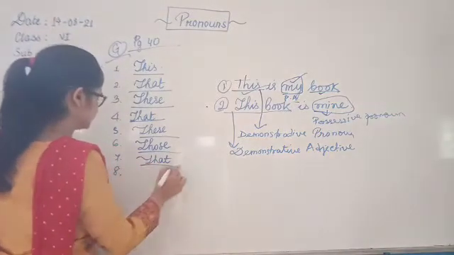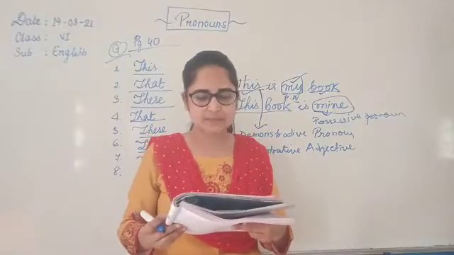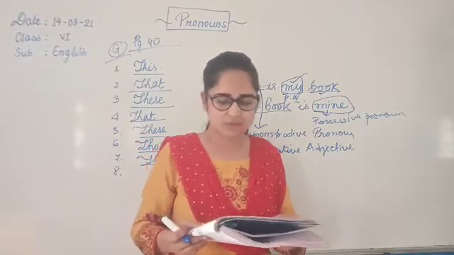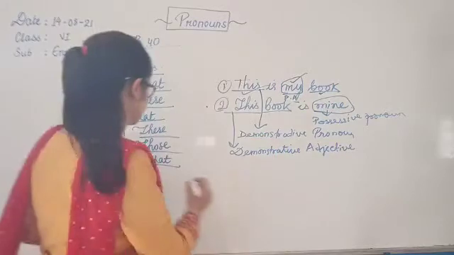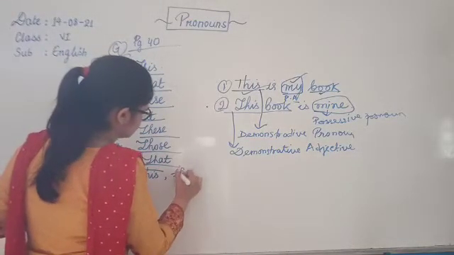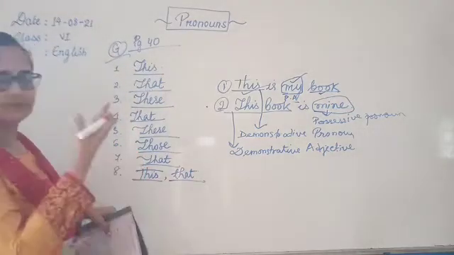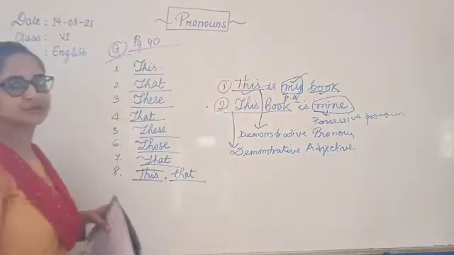Number 8. Dash is my book and dash one line there is yours. This is my book and that. This and that, because we have a singular book. This and that in the lines. Okay, now we are done with G exercise. We will be moving ahead with H.